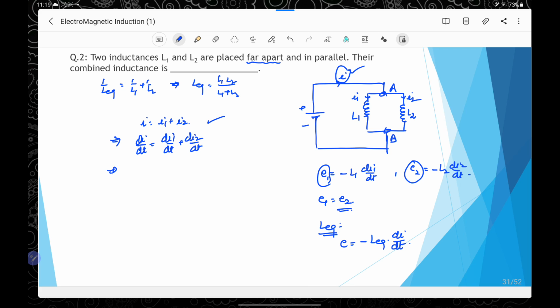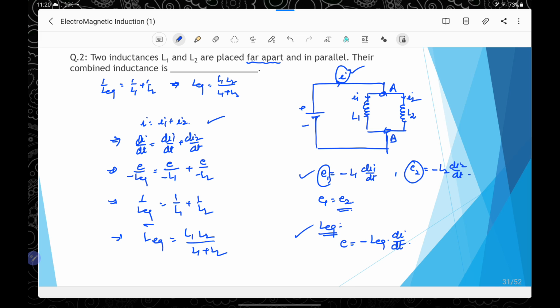And substituting the values of the induced EMFs, we will get E by minus L equivalent equals E by minus L1 plus E by minus L2. So this will give 1 by L equivalent equals 1 by L1 plus 1 by L2, or we can write L equivalent equals L1 L2 by L1 plus L2.